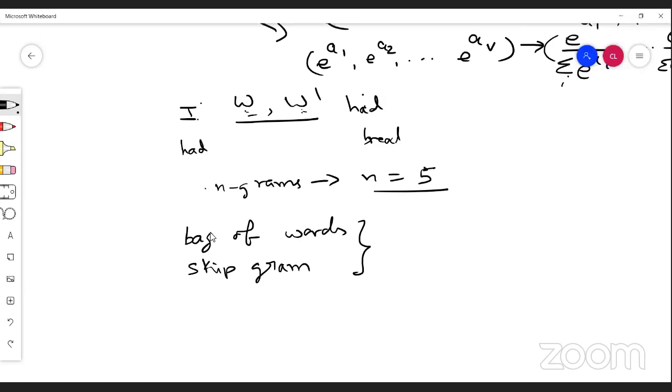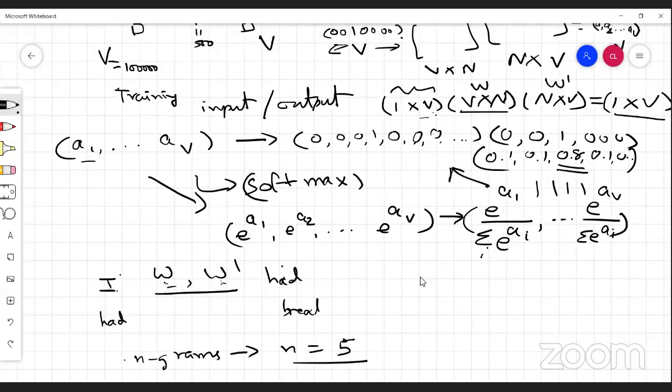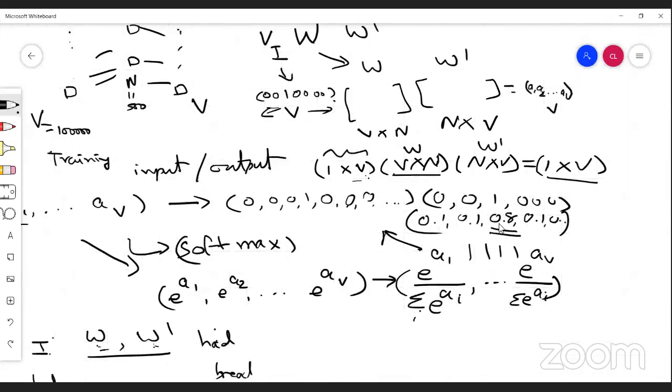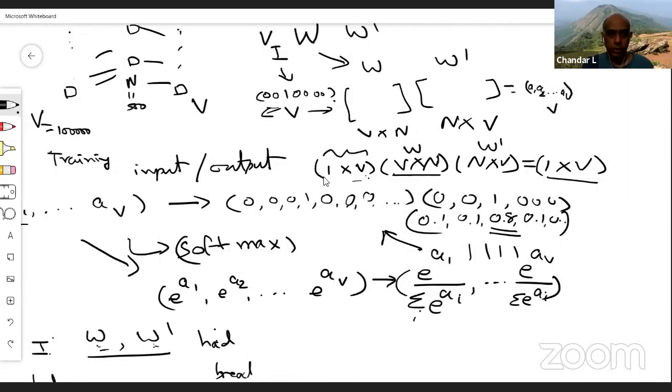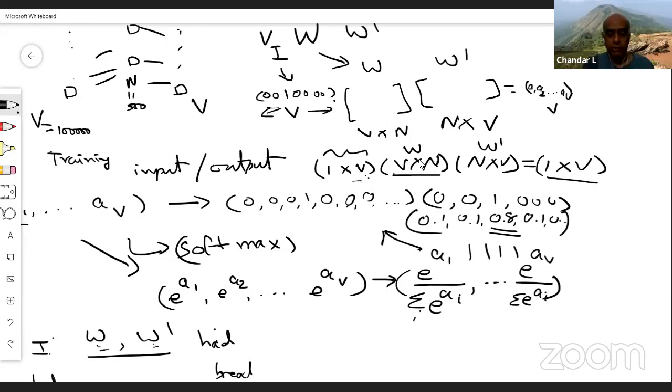In bag of words... I have one question. Yes, please. How did you ensure, like in your previous example, that the third or the fifth one will have the highest probability, like you showed 0.8? No, that was just an example. What I'm saying is, let us say I start with a 1 cross V matrix, and I start with some random weight matrices which are V cross N and N cross V. I don't know them, I'm just starting.